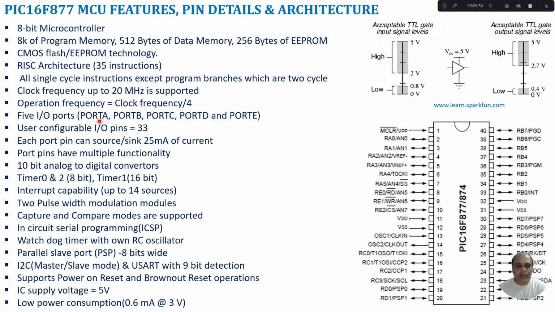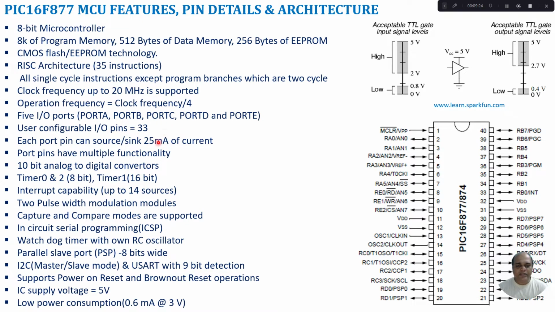As a programmer, we can configure it for input operation or output operation, and we can also set the pin to be an analog pin or a digital pin. And each port pin can source or sink 25 milliamperes of current. It can source, in the sense it can deliver 25 milliamperes of current to any output device. In the same way, from an input device, it can get 25 milliamperes of current.